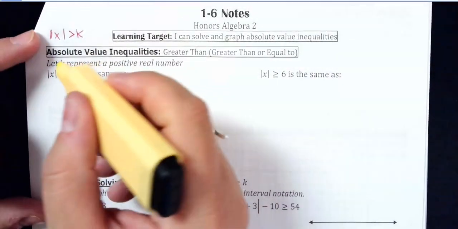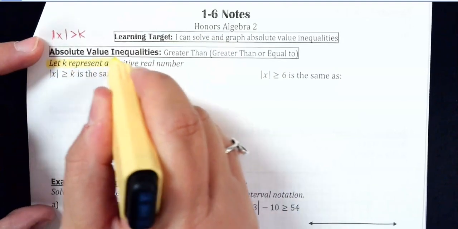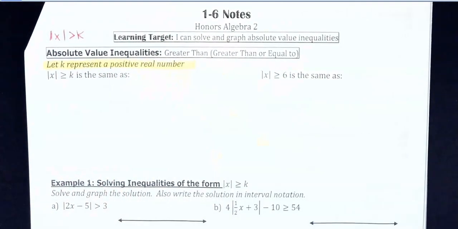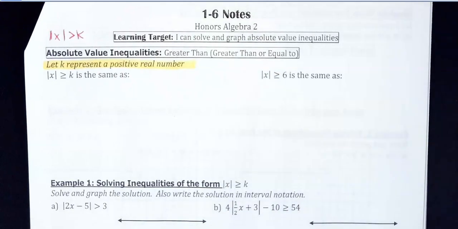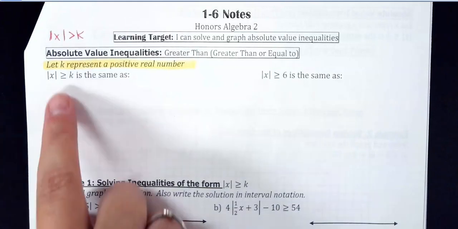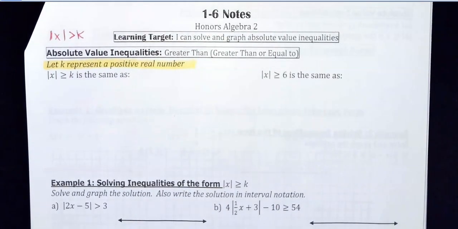Now here's the requirement though. K has to be a positive number. If it's not a positive number, like when we were doing the equation, your absolute value can't be equal to a negative number with an equation, so that would give us no solution. In this case, with an inequality, it's going to be what I would call a special case. So we'll talk about these in a second. But k is assumed to be a positive number to fit this definition. So this says absolute value of x is greater than or equal to some number k.